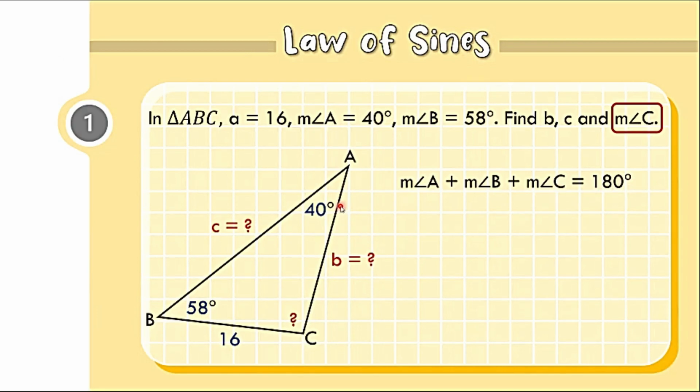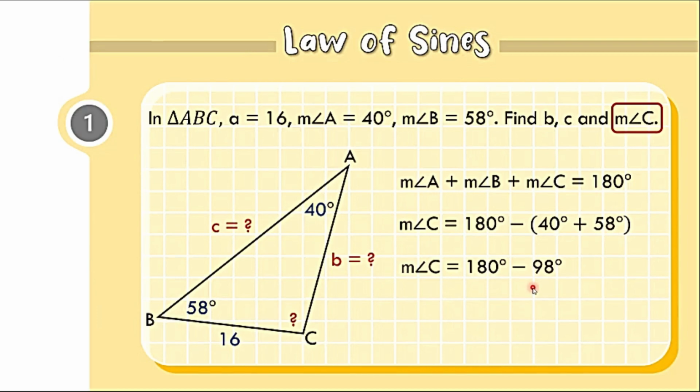And since we already know that the measure of angle A and the measure of angle B are given, for us to get the measure of angle C, let us find the difference between 180 degrees and the sum of the two given measures. Therefore, 40 degrees plus 58 degrees is equal to 98 degrees. With that, the measure of angle C is equal to 180 degrees minus 98 degrees. Subtract these two. Therefore, the measure of angle C is equal to 82 degrees.